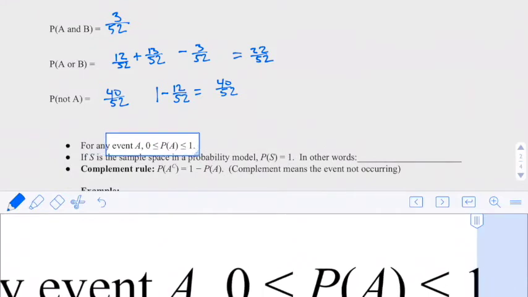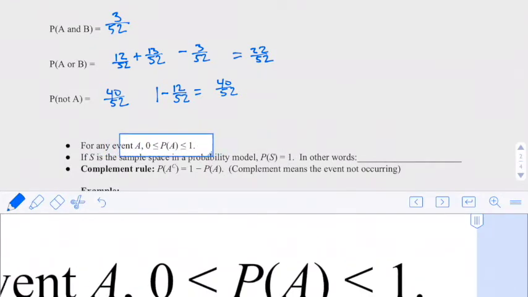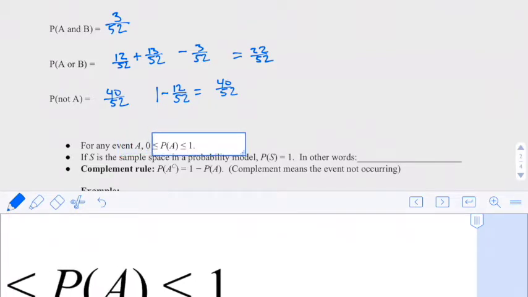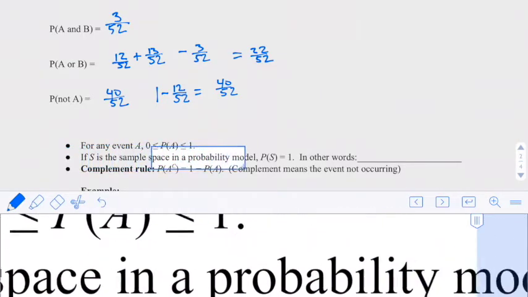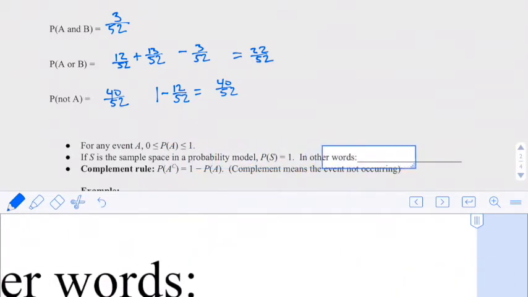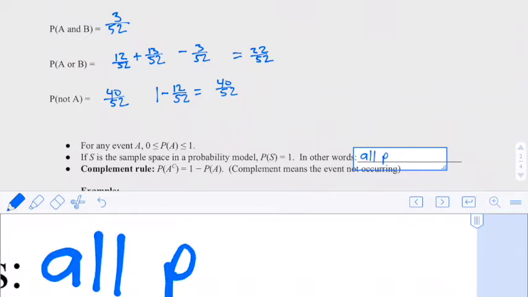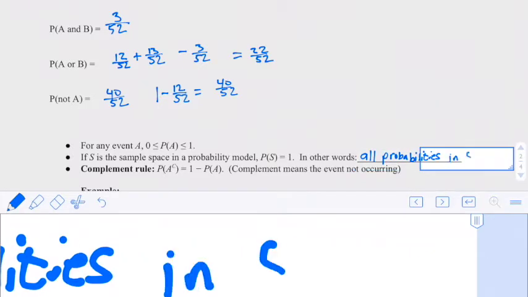For any event A, the probability is between 0 and 1. You can't have a negative probability, and you can't have a probability that's more than 1, aka more than 100%. That doesn't make sense. If S is the sample space in a probability model, the probability of S is 1. In other words, all the probabilities add up to 1 in the sample space.